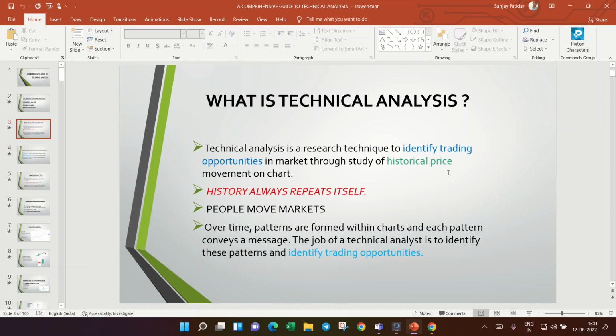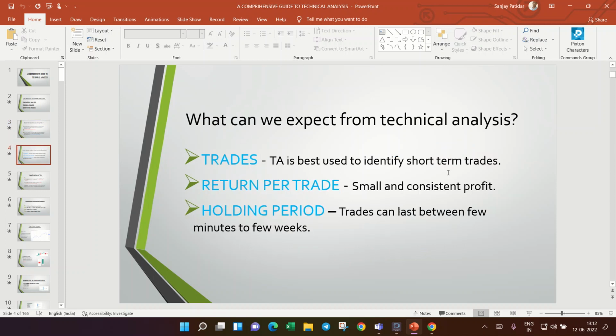Okay, over the period of time, some patterns are formed on the chart, and these patterns convey a message. And what can the message be? The message is the mindset of the people, the psychology of the people, what other traders are thinking. That message is conveyed by the patterns on the chart. Okay, and you can find some trading opportunities by identifying these patterns and analyzing the past performance of these patterns according to a stock behavior.